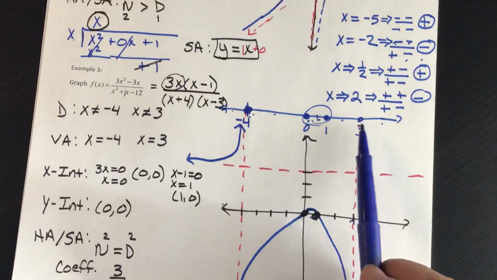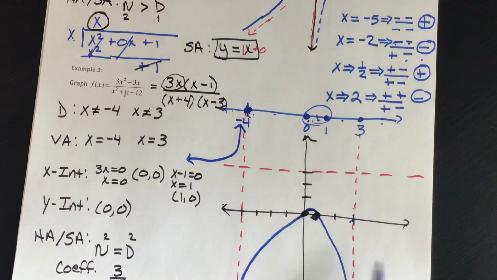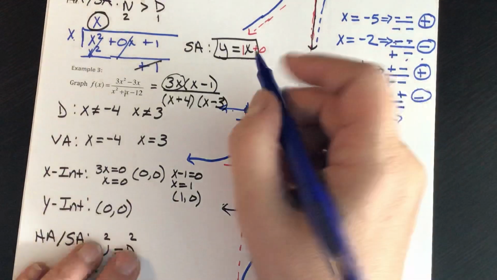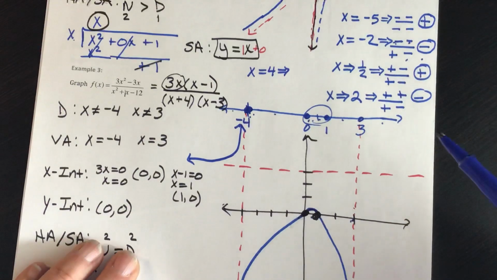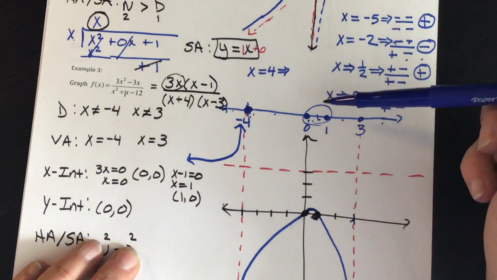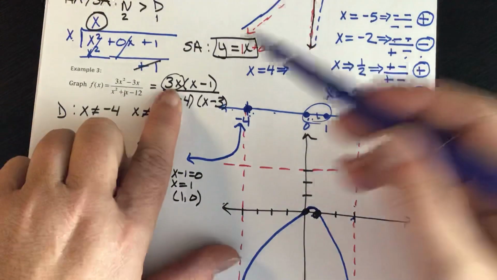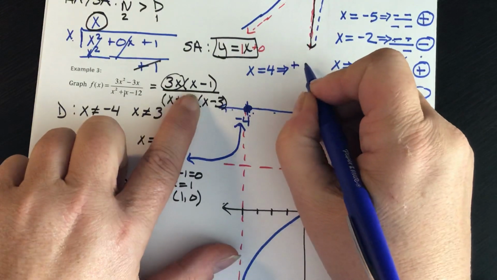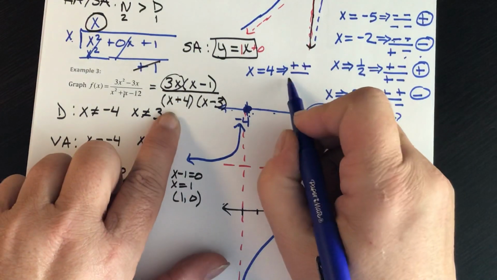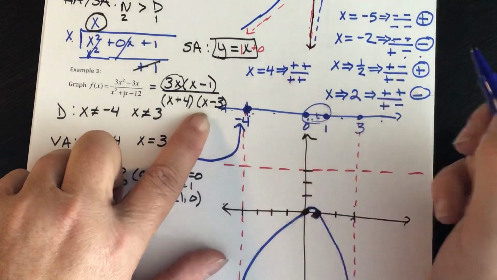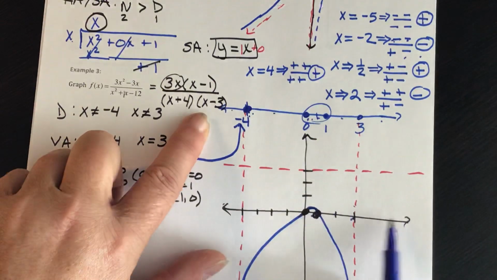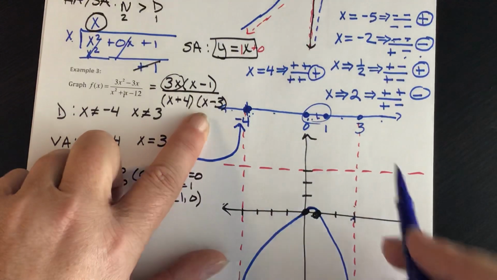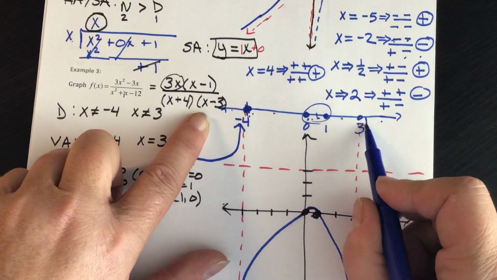Then to the right of 3, we have one more area we need to check. I'll pick a number like 4, and I'm running out of room here. If x is 4, is it positive or negative? So I will plug in 4. 4 times 3, that's positive. 4 minus 1 is positive. 4 plus 4 is positive, and 4 minus 3 is positive. So at x equals 4, and anything bigger than that is positive. And it's positive way up here.